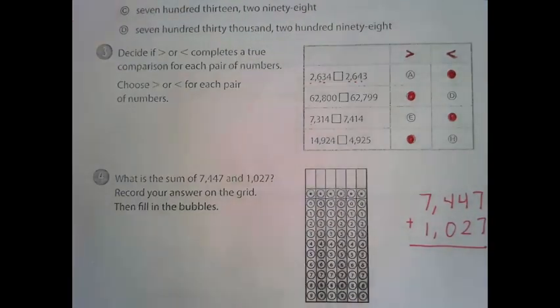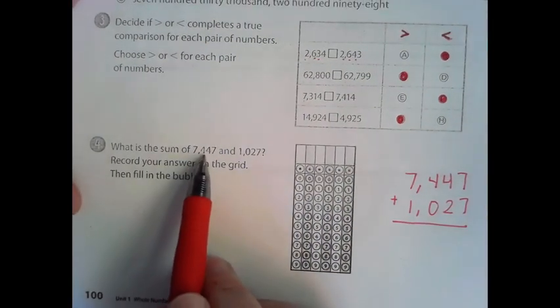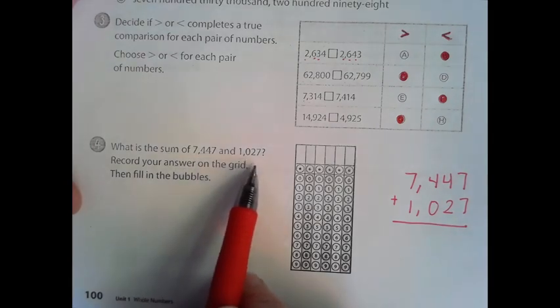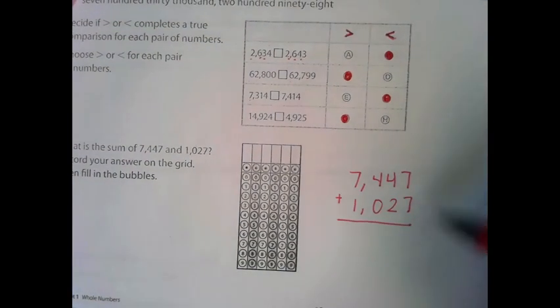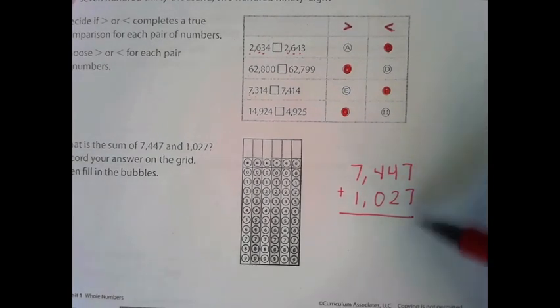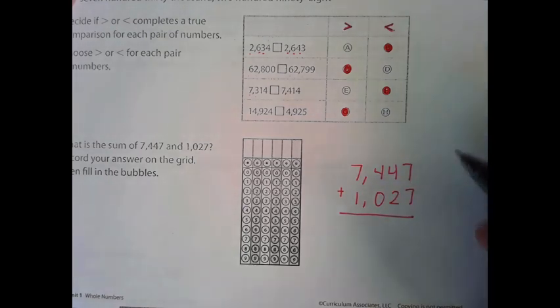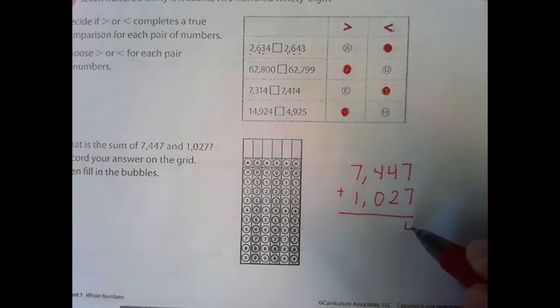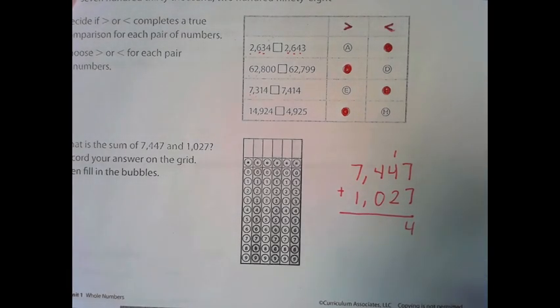All right, number 4. What is the sum of 7,447 and 1,027? And then record your answer on the grid and fill in the bubbles. Okay, so I set up my problem here. I put them vertically, making sure that my digits are all lined up, the ones under the ones, tens under the tens, and so on. And I'm going to start adding. 7 and 7 is 14. Going to carry the 1. And I'm using the traditional algorithm for adding. Use whatever strategy works for you, but that's the one that I'm choosing to use today.